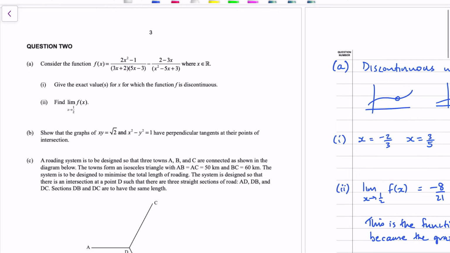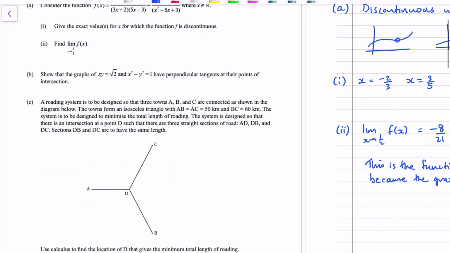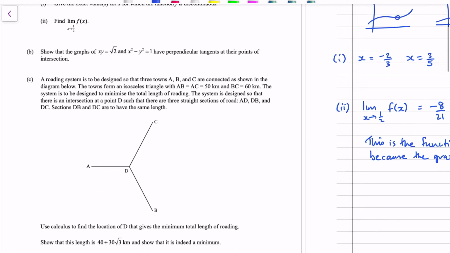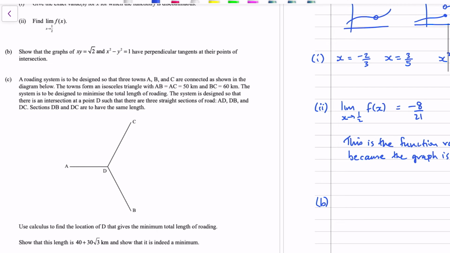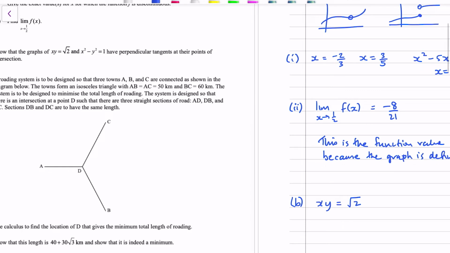Alrighty, second question. Show that the graphs xy equals √2 and x squared minus y squared equals 1 have perpendicular tangents at their points of intersection. Now the cool thing about this problem is we don't need to find the point of intersection at all. The question is just asking us to prove a property of their gradients, and it doesn't matter about the point of intersection. We don't need to go find it. But if you did, you would be solving a simultaneous equation.